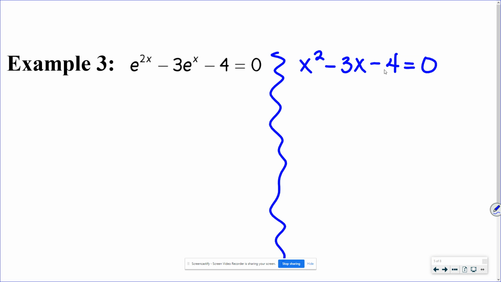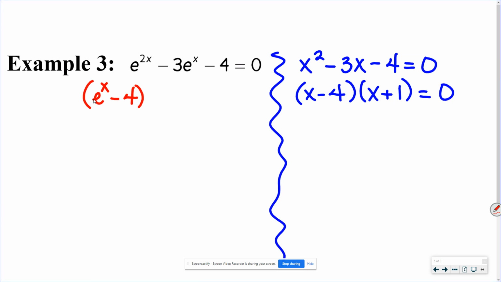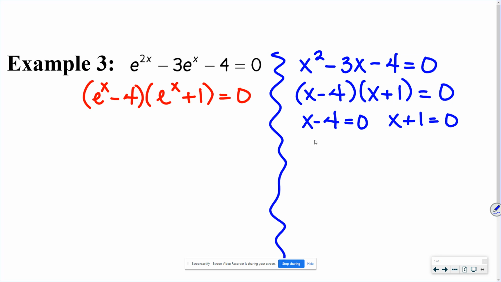So let me start over here. If I were solving this equation on the right, wouldn't we be factoring first? So I would get x minus 4 times x plus 1, okay? You're going to do the same thing over here with your exponential equation, except instead of x minus 4, you'll have e to the x minus 4 and e to the x plus 1. So this exponential equation we have here is actually factorable, and it would look like this. Let's go back to the right side. Now, if we were solving on the right side, our next step would be to set each parentheses equal to 0 and solve, right?